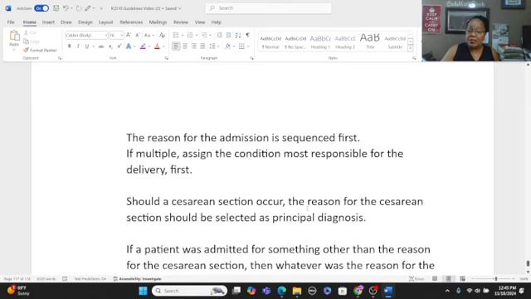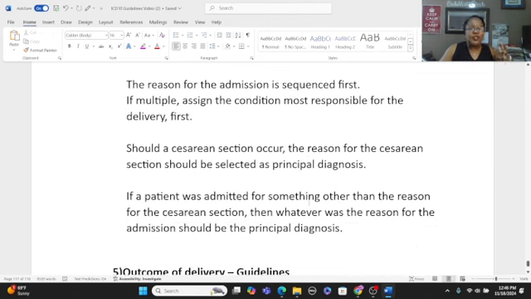Now, should a cesarean section occur, then whatever the reason for the C-section was should be selected as the principal diagnosis. But if the patient was already admitted for something other than the reason for the C-section, then whatever was the reason for the admission should be the principal diagnosis.